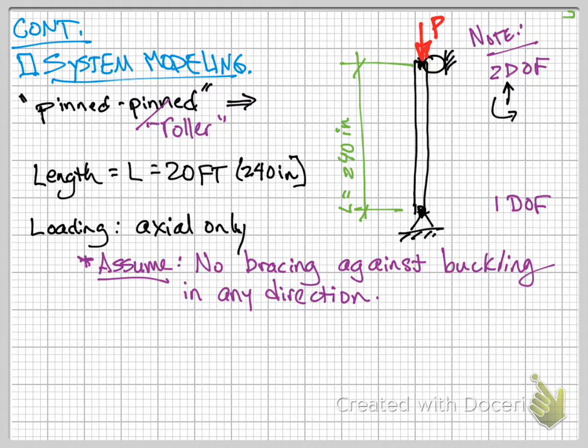Okay, this is important because the result of this assumption is that we know it will buckle about the weak axis, and therefore we will use the smallest moment of inertia, and that determines the weak axis, which is the smallest, which is IY.